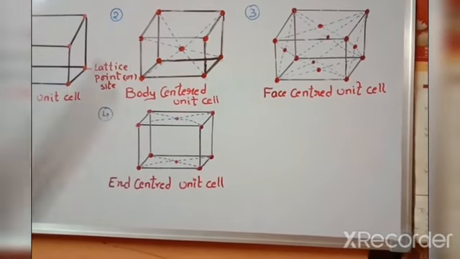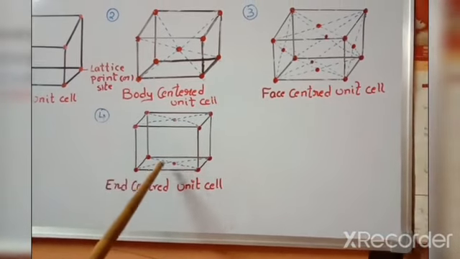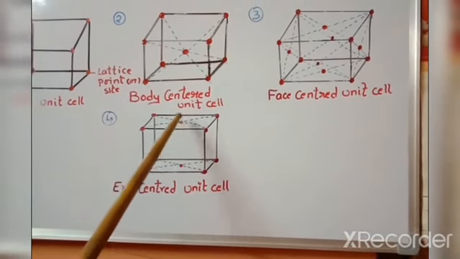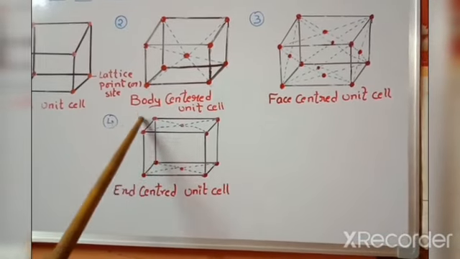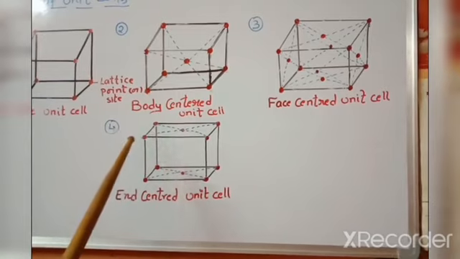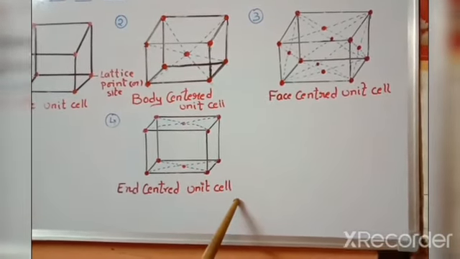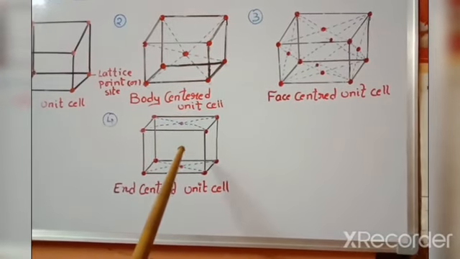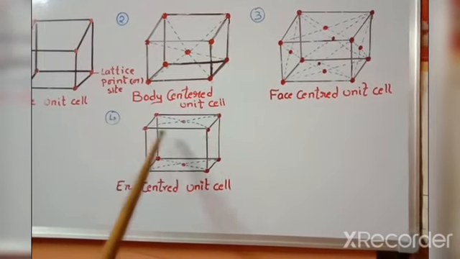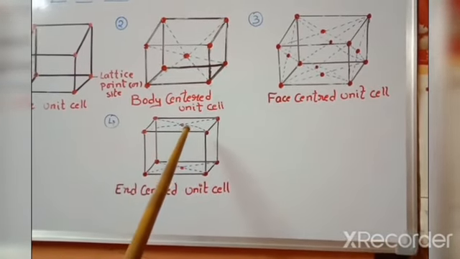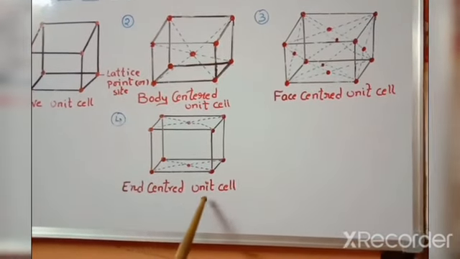What do you mean by end-centered unit cell? So this is one end, this is one end. When the constituent particles are present at any of the two opposite faces, as well as at the corners of a unit cell, it is called an end-centered unit cell. Again I am repeating, when the constituent particles are present at any of the two opposite faces, they may be here or here, as well as at the corners of a unit cell, it is called an end-centered unit cell.